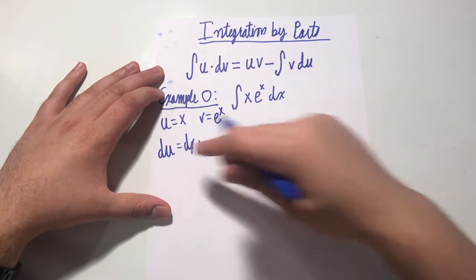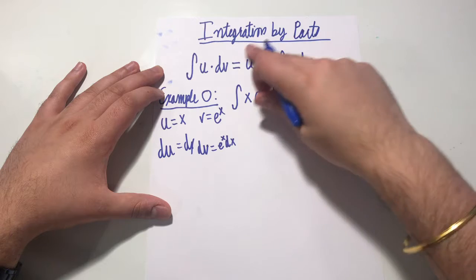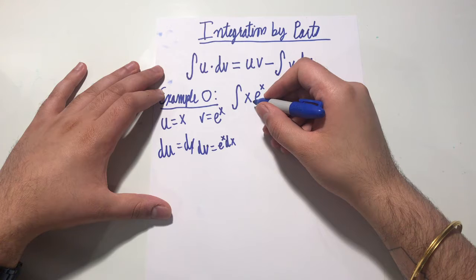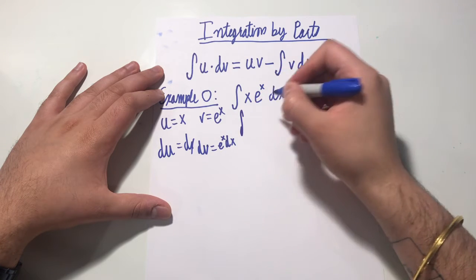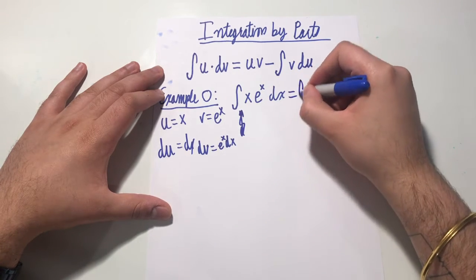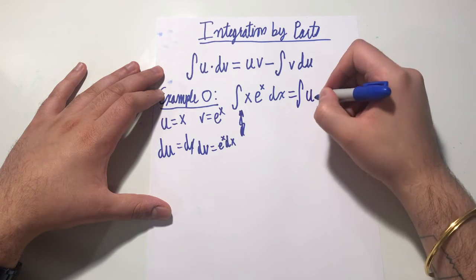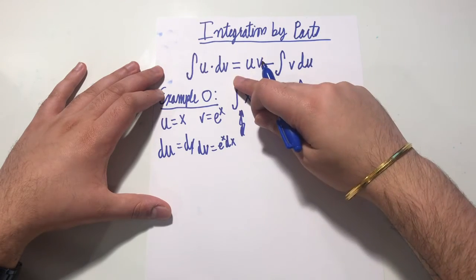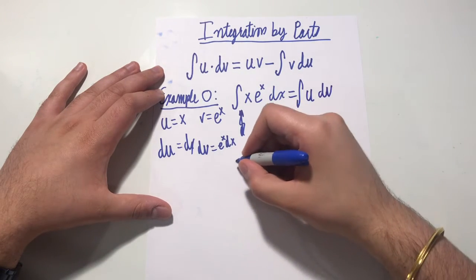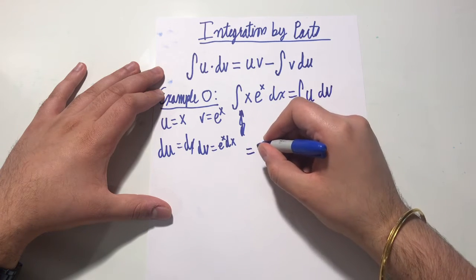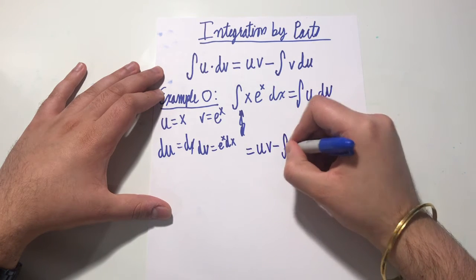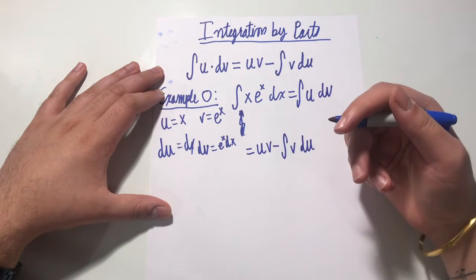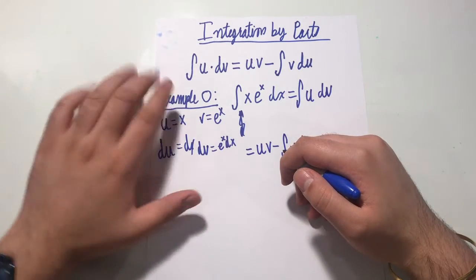Now that I have these components, I can actually substitute using this formula. Since my x became u, I can rewrite this as the integral of u, and my e to the x dx became dv, which is the form we want. That should be equal to uv minus the integral of v du. And we just substitute the values we found before.